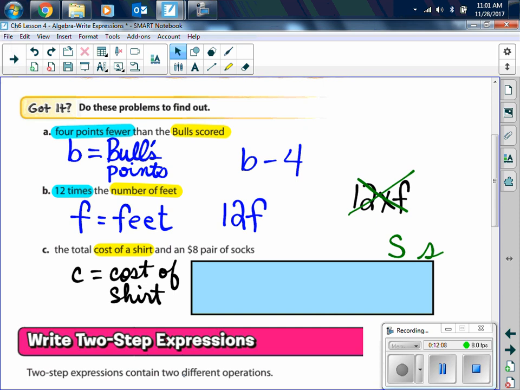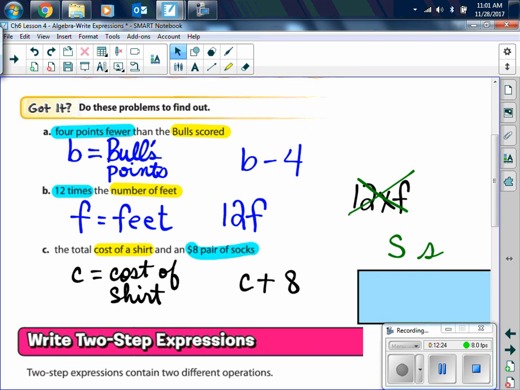So here, if I want the total cost, what does total mean that we're going to do? We're going to add it all together, right? So we're going to add the cost of the shirt plus what? The $8 for the socks, right? So here, we've got C plus 8.